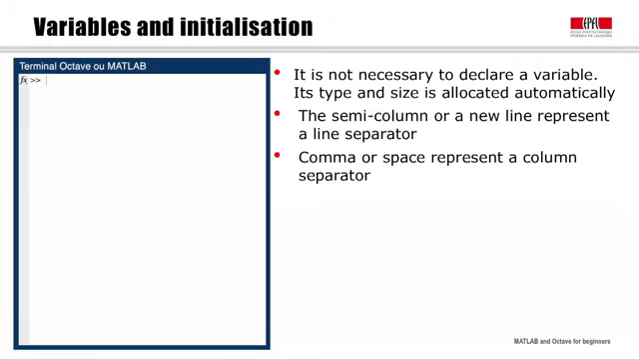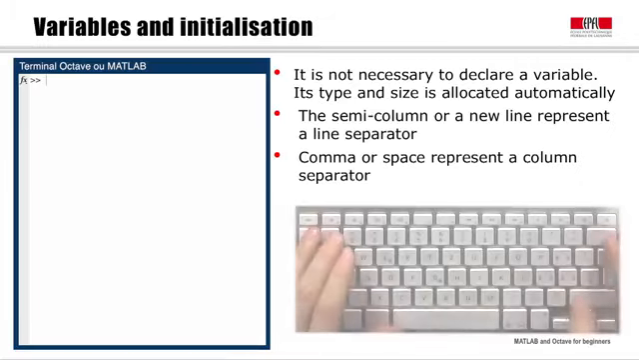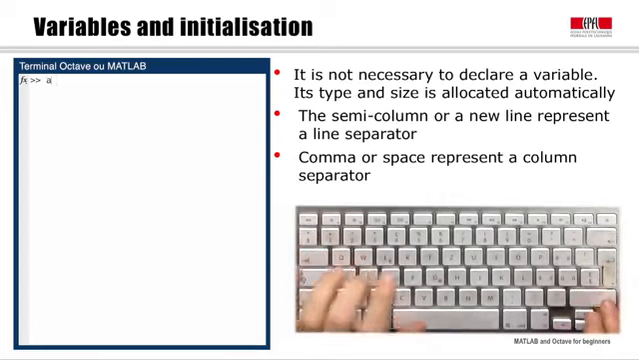Now that our environment is ready, we can start working with Octave or MATLAB. First, we must define our objects that we call variables. They can be numbers, vectors, matrices, and later we will see something else. But first you must choose a name for these variables in order to define them. It is not necessary to declare a variable. Its size and type are set automatically.